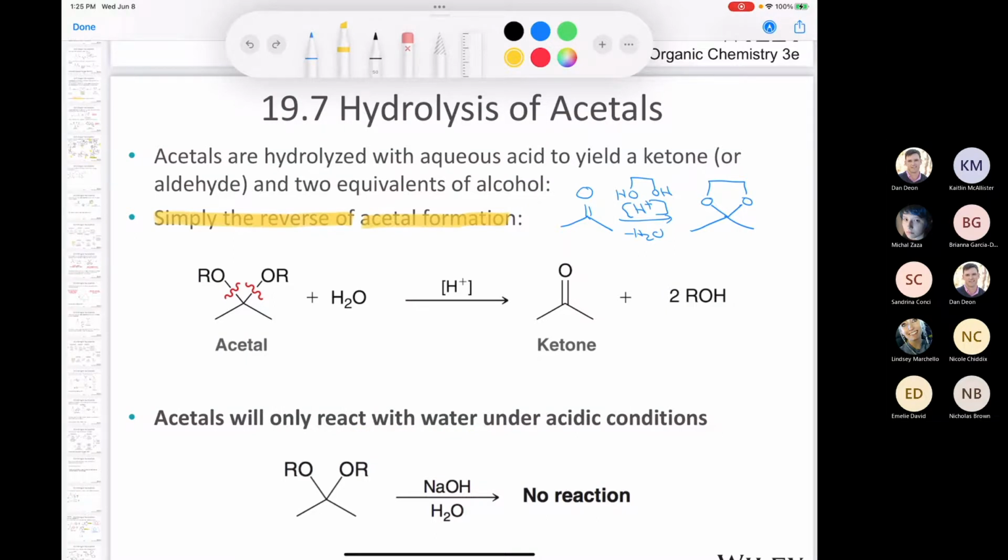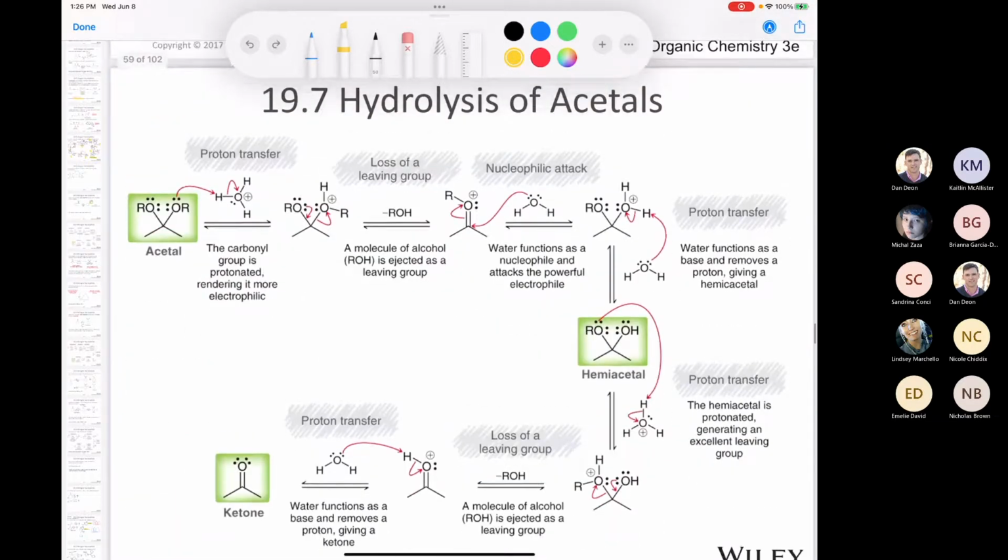And notice the difference between these conditions. Here in the hydrolysis, you're actually adding water, whereas here you're removing water. I know there are a lot of similarities between the two, but it's based on Le Chatelier's principle. If you have a whole bunch of water in here, that's going to push the reaction this way, whereas over here, since you're removing the water, it's going to push it in the direction of the acetal. Anyhow, let's move on and take a look at the mechanism in detail.